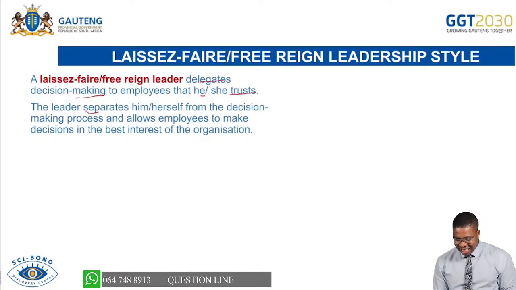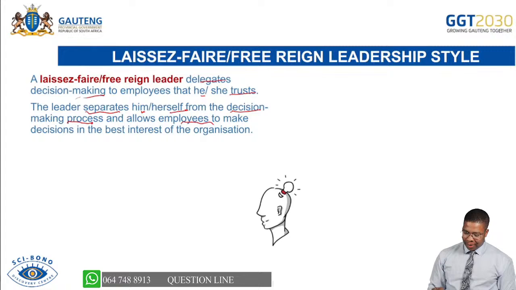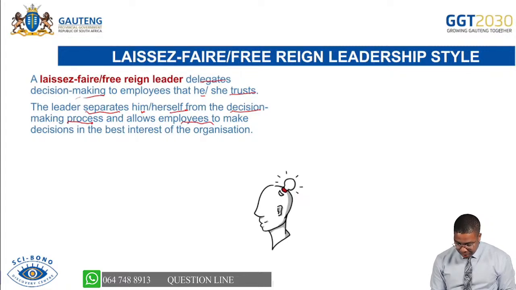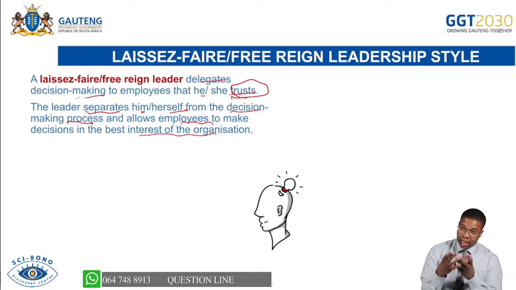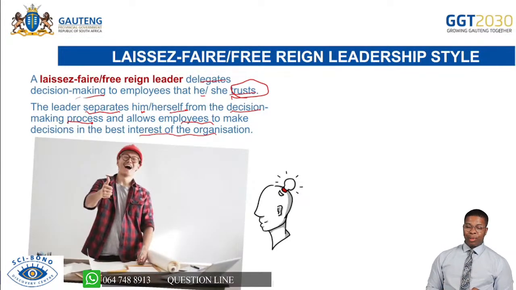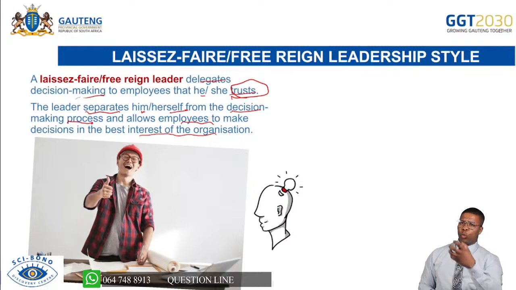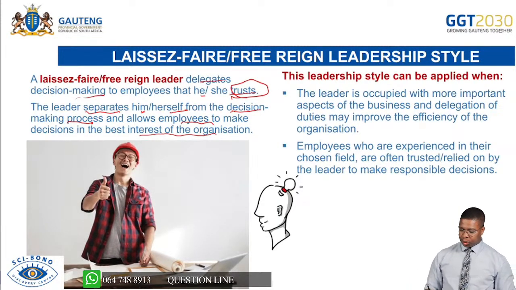The leader separates him or herself from the decision making process, allowing employees to make decisions in the best interest of the organization. Why is there trust? You trust these employees as a leader because they have the skill, they have the expertise, and they've proven themselves to you. Hence, you trust in their ability to make a decision without you as a leader.